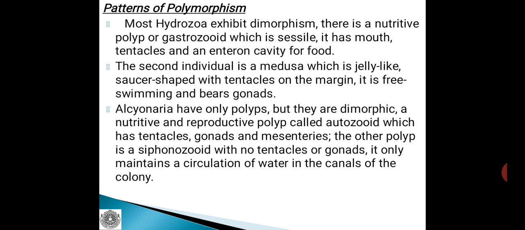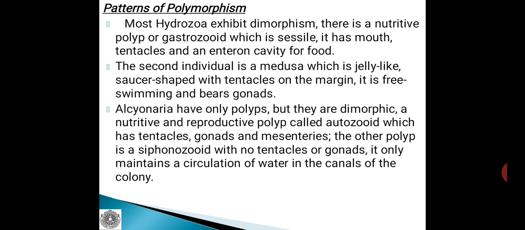Most Hydrozoa exhibit dimorphism. There is a nutritive polyp or gastrozooid which is sessile. It has a mouth, tentacles, and an enteron cavity for food. The second individual is a medusa, which is jelly-like, saucer-shaped with tentacles on the margin. It is free-swimming and bears gonads. So it's very clear now that polyps are nutritive in function, whereas medusae are reproductive in function. So you can see the division of labor here.